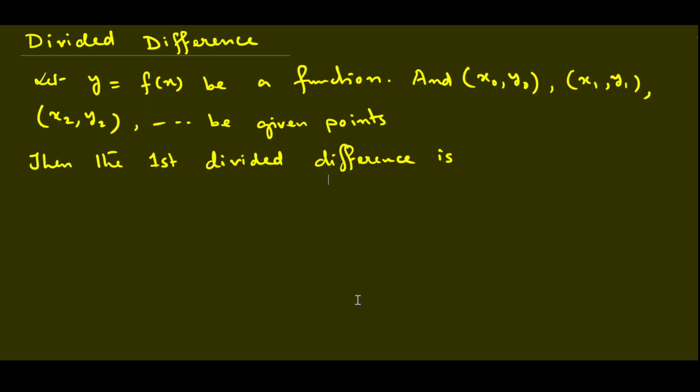So in this particular lecture, we'll learn what is divided difference and what is Newton's divided difference formula. You already did Newton's forward interpolation formula and Newton's backward interpolation formula. And after that, we learned the Lagrange interpolation formula. Now, what is the difference between forward, backward, and then Lagrange and Newton's divided difference formula?